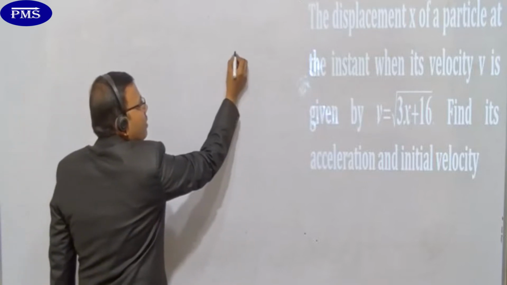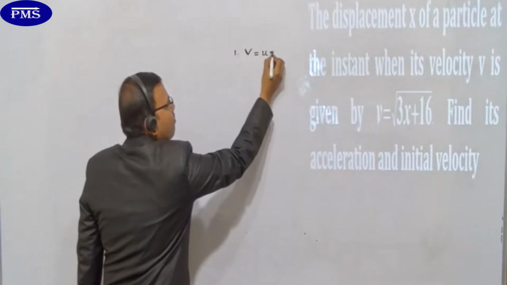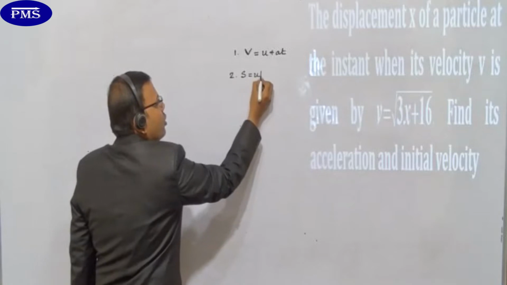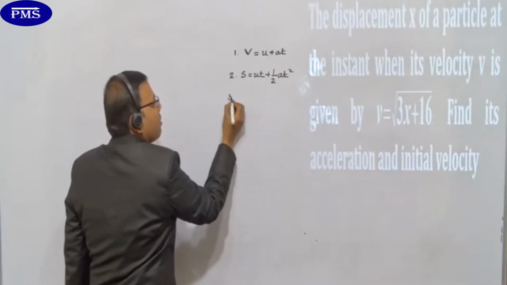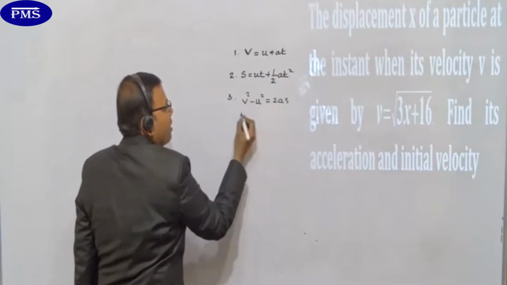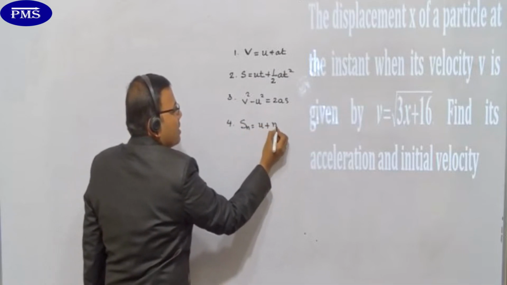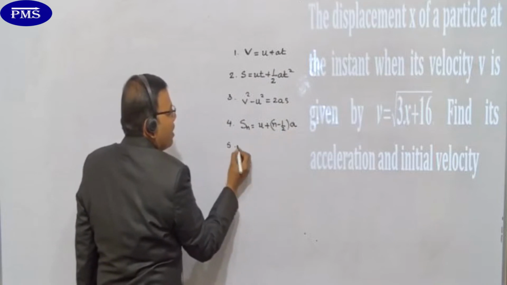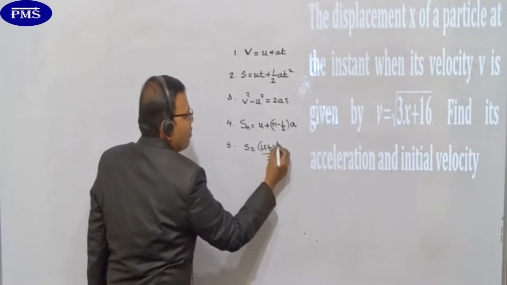मैं यहां पे लिख दे रहा हूं अगेन आपकी अंडरस्टैंडिंग के लिए। v इज इक्वल्स टू u प्लस at, द सेकेंड वन s इज इक्वल्स टू ut प्लस हाफ a t स्क्वायर, the third one v square minus u square is equals to 2as, fourth one sn is equals to u plus n minus half into a, and the fifth one s is equals to u plus v by 2 into t.